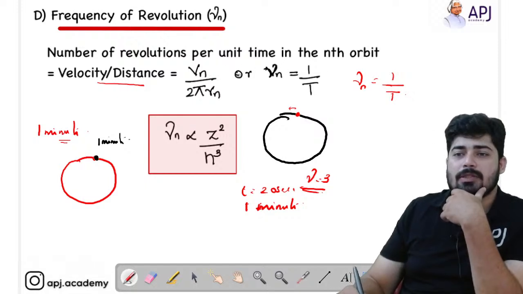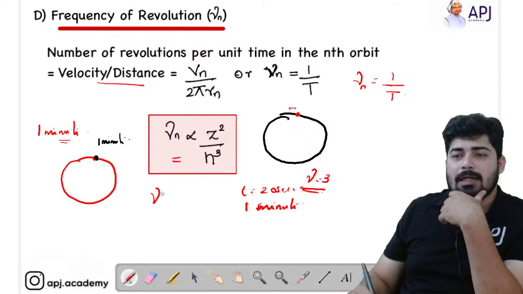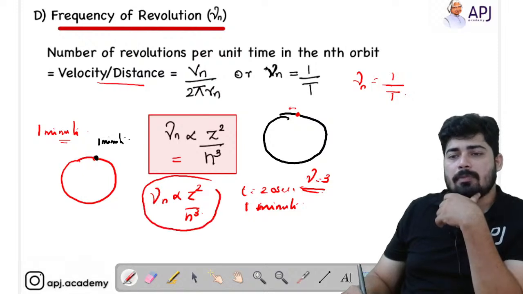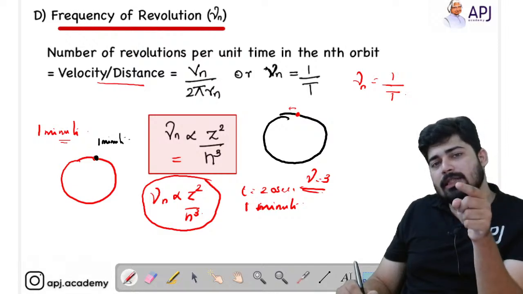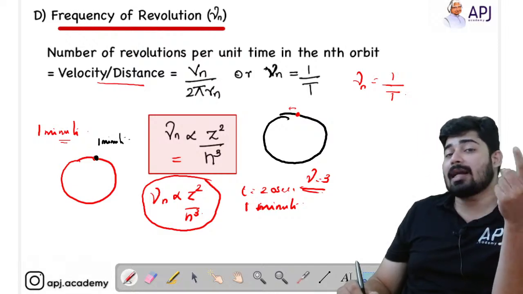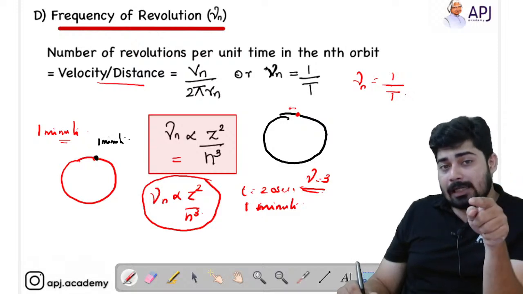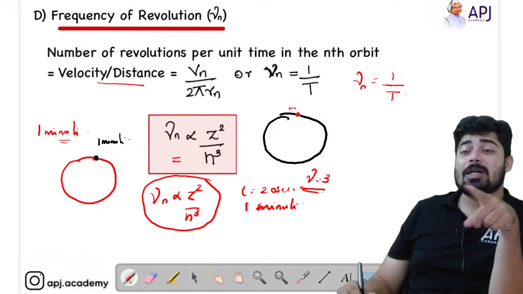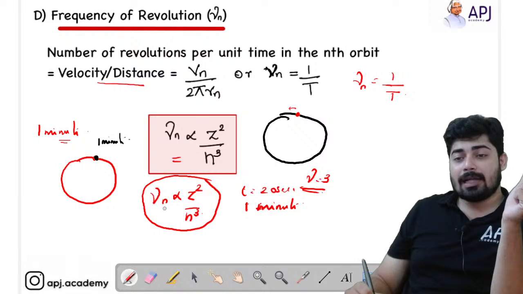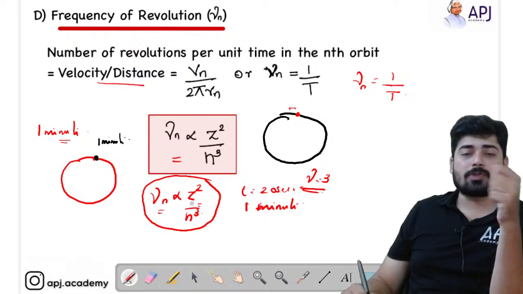So these two equations you have to remember, and the most important equation is given here: frequency is directly proportional to z square by n cube. As the atomic number increases, I told you, the number of protons increases. If the number of protons is increasing, the nuclear attraction increases. If nuclear attraction increases, the velocity increases. If velocity is increasing, the frequency also increases. So that is why frequency is directly proportional to z square.